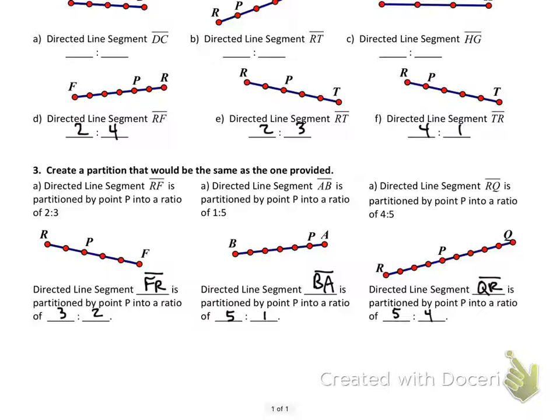Now here's the thing. Moving forward, you will be seeing ratios like this. But we're not going to be working with ratios. We're going to be working with fractions. And so we want to convert these ratios into fractions. And let's think about just this last one right here. So if I'm going from Q to R and it's split into 5 to 4 ratio, what fraction of the distance is it from Q to R until I get to the partition point?